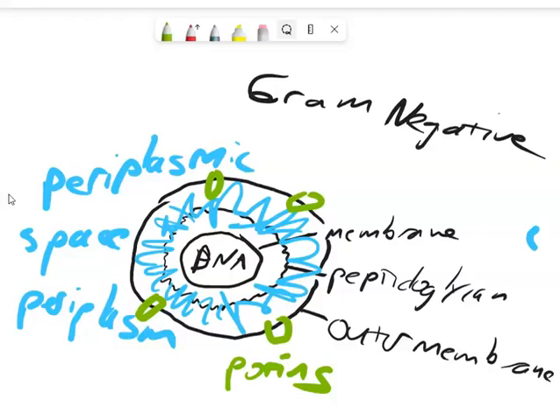But it's inside this protection. It's inside the periplasmic space. It's inside the cell wall. It's safe in there. So now that I've drawn this out, I want to look at the diagrams in the slides because they'll make a little bit more sense once you know what's coming.